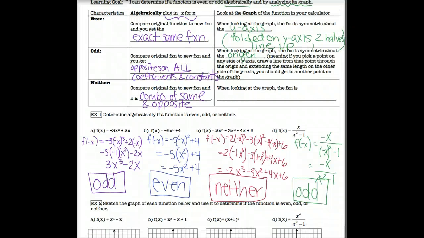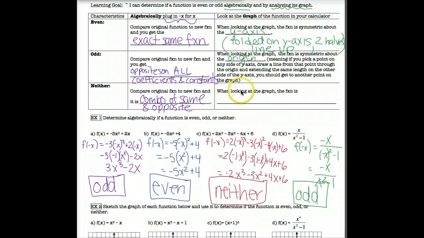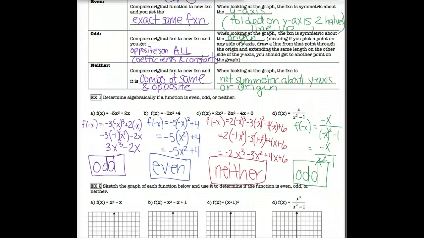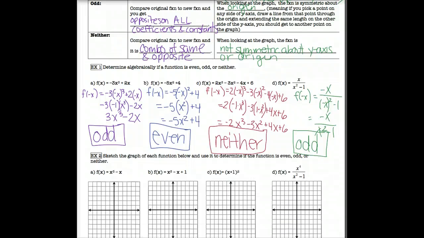A function is neither even nor odd if, when you're looking at the graph, it's neither of those two things. It's not symmetric about the y-axis or about the origin. Notice that being symmetric on the x-axis doesn't mean anything. That would still be neither. All right, so let's look at that with our graphs.